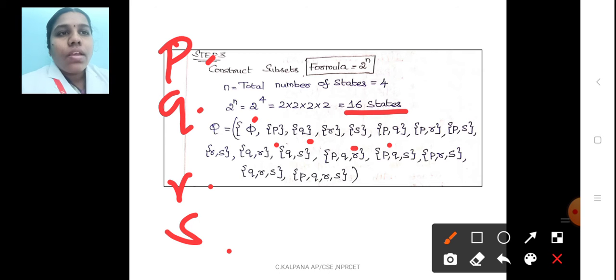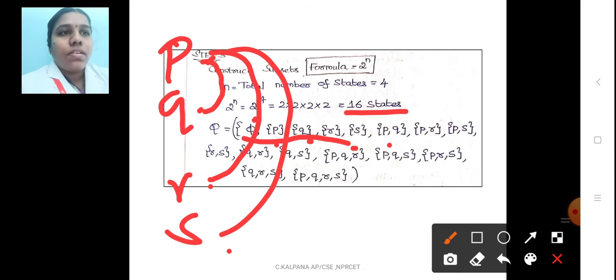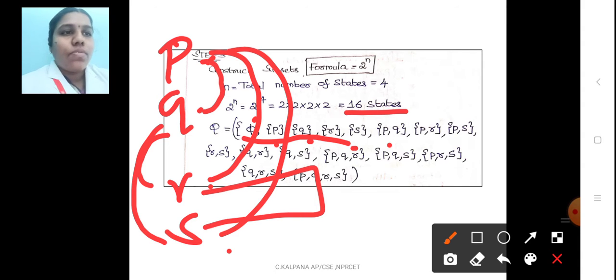Now we have to combine. First we represent the one set combinations. Next we move to two set combinations, that is PQ, PR, then PS. Another combination is QR, QS. Another two set combination is RS. Then form triple set combinations, that is PQR, PQS, then QRS, PRS. Triple set combination is completed. Next we move on to the four set combination PQRS.